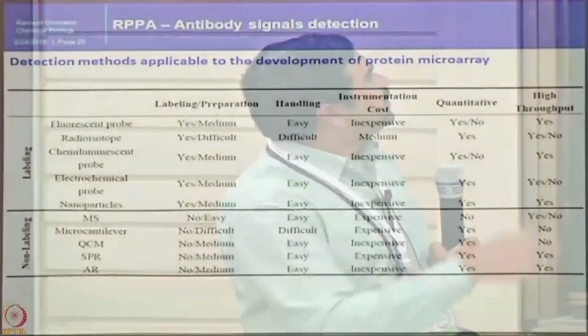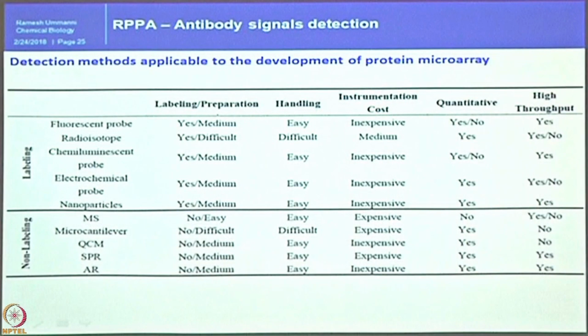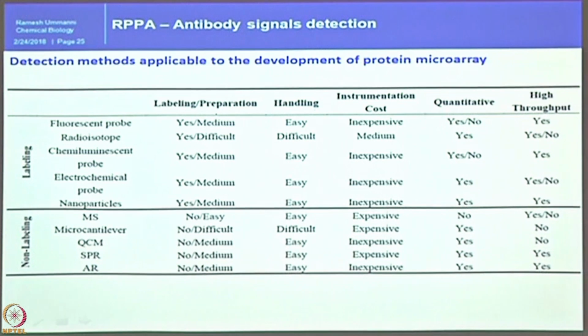Fluorescence-based signal amplification methods have been introduced to avoid issues with signal detection. I will explain one method. There are different methods applicable to the development of protein microarrays, again non-labeling and labeling. I do not want to explain more about the labeling and non-labeling methods and the differences between the two. You can simply go through here and you can already see that labeling methods have little less usefulness in the RPPA approach than the non-labeling approach. Nowadays some people are using surface plasmon resonance as well.